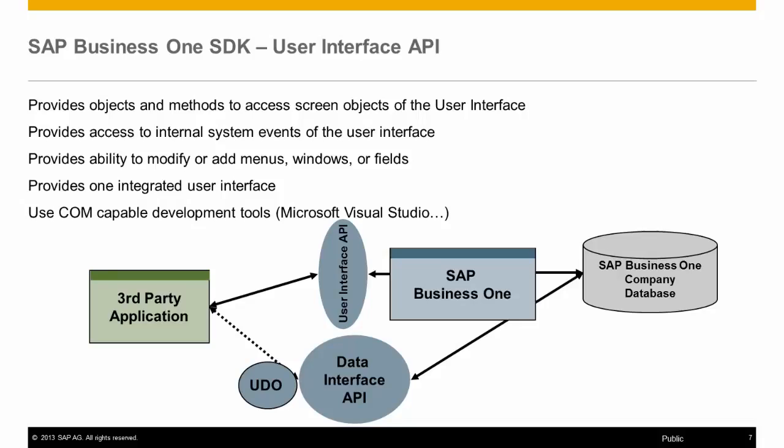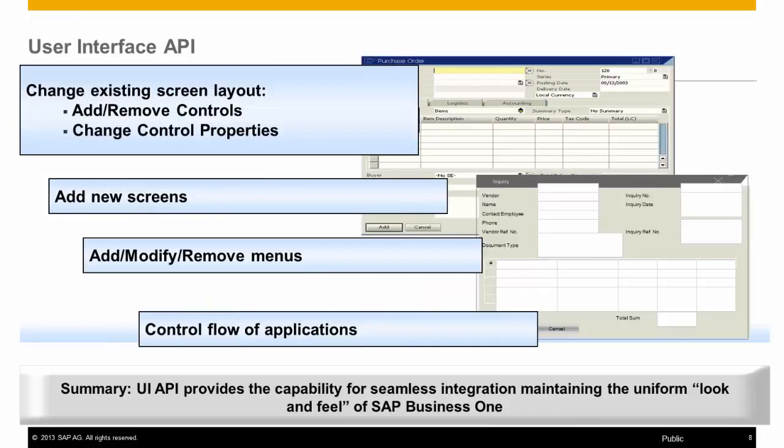The UI API, or User Interface API, is used to modify existing SAP Business One system forms and/or create new forms to SAP Business One, as well as capture system events programmatically. The UI API allows for the ability to change existing system forms, as shown here, as well as add new forms, add, modify, and remove menu items, and control the flow of applications.